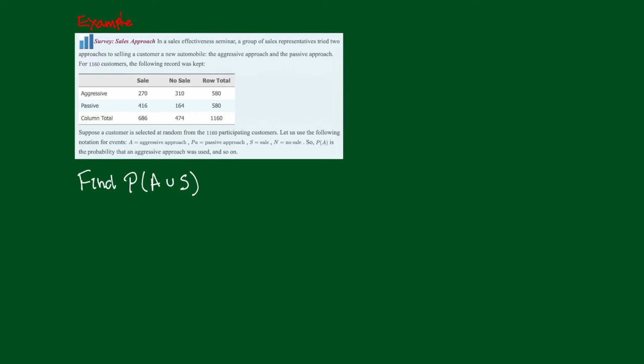Let's use the addition rule to see if we can find this probability of A or S. So that means you select a customer at random. What's the probability that that customer experienced an aggressive salesperson or actually bought a car, right? S is for sale, so actually bought a car. So we have a rule for this, and let's just write the rule. The general rule is probability of A plus the probability of S minus the probability that both of them occur, A and S.